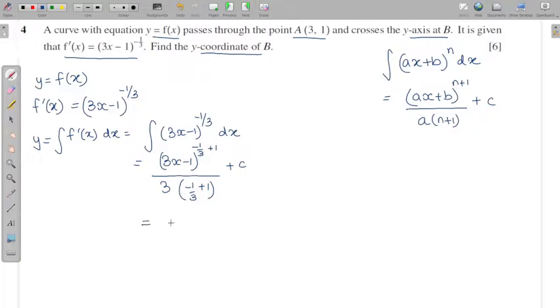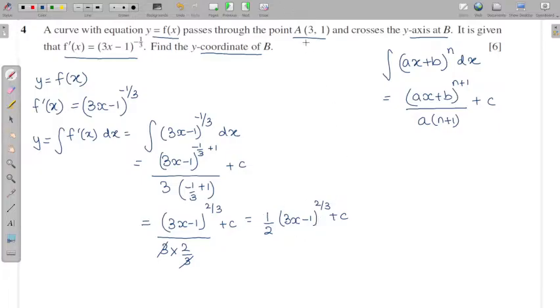So let's simplify this further. This will be (3x minus 1), so minus 1/3 plus 1 gives us 2 by 3. That divided by 3 into, this will give us again 2 by 3. So this 3 and this 3 get cancelled, and our final expression will be half into (3x minus 1) to the power 2 by 3, plus c. Okay, so this is the general equation of the curve.